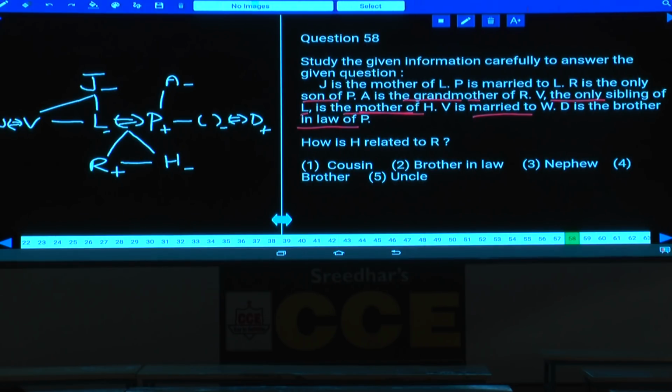No. J is the mother of L. And P is married to whom? P is married to L. R is the only son of P. A is the grandmother of R. And V is the only sibling of L. L is the mother of H. V is married to W.